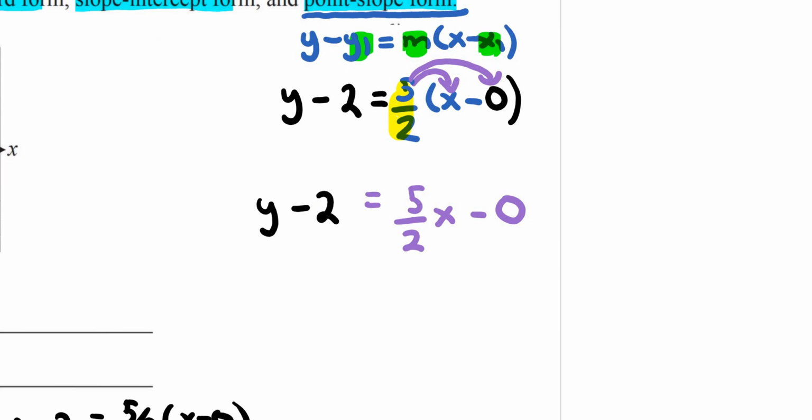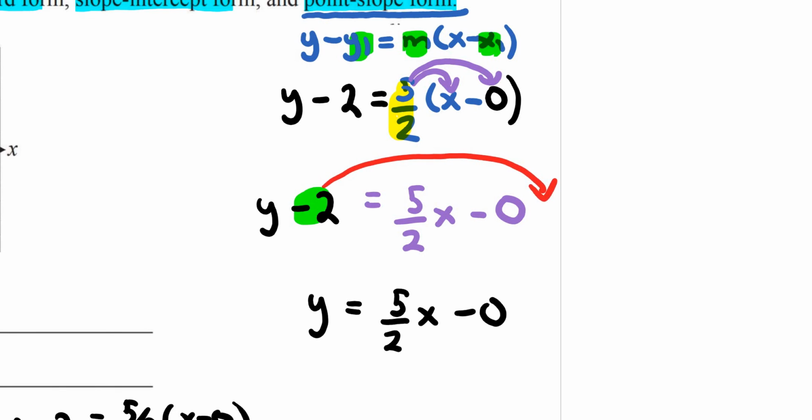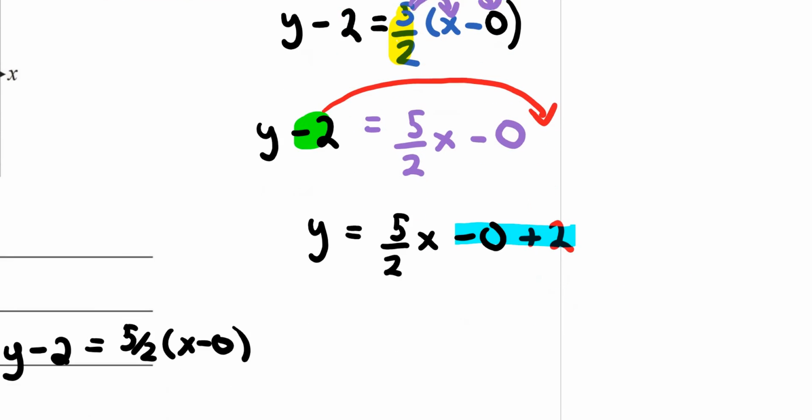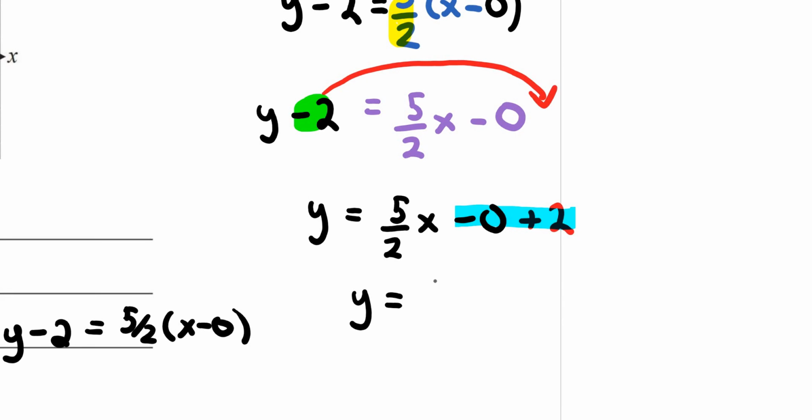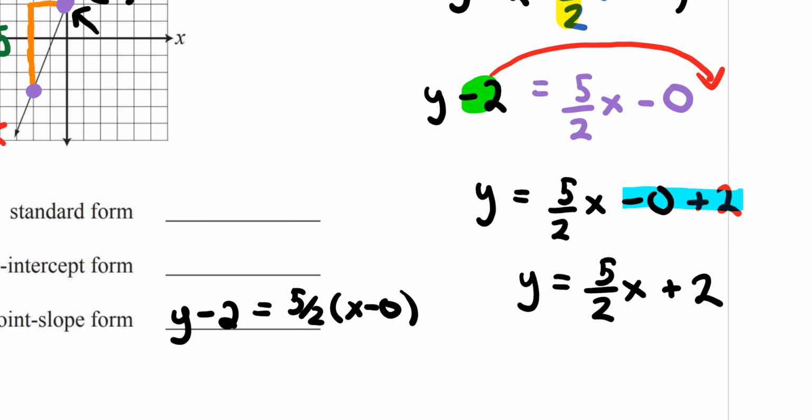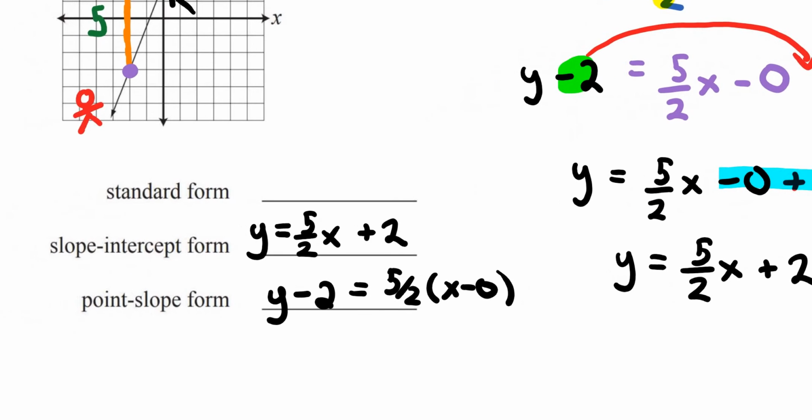And then after that, I can just take this negative 2 and move that to the other side. So if I do that, I get y equals 5 over 2 x minus 0 and then plus 2. And negative 0 plus 2 is going to be plus 2, right? So y equals 5 over 2 x plus 2. So there you go. There is my slope-intercept form. So let's go ahead and transfer that over here. So y equals 5 over 2 x and then plus 2. All right, so there's my slope-intercept form there.